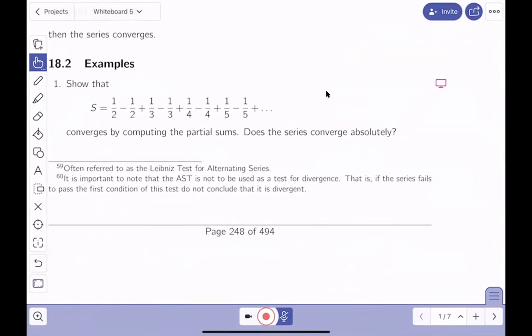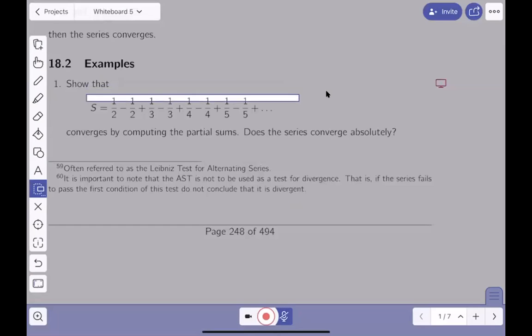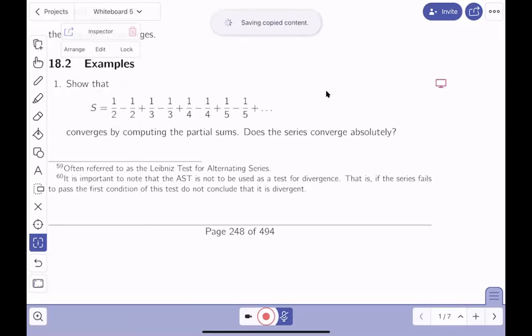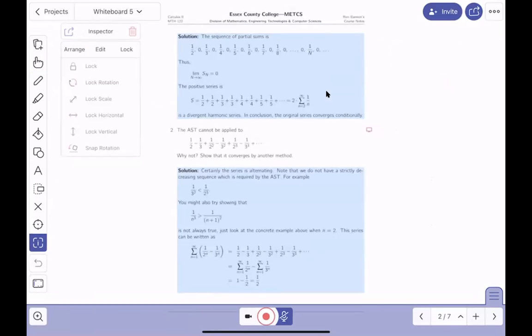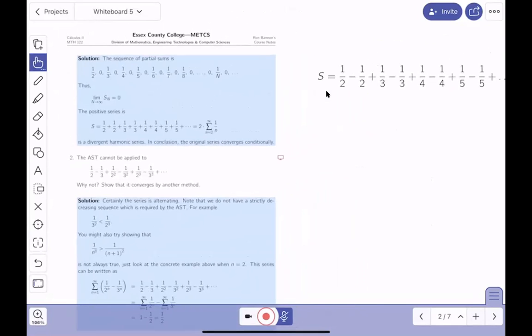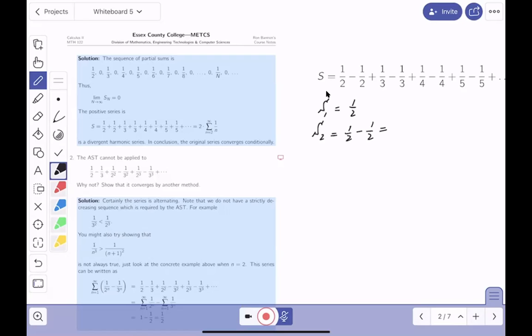All right. So I'm going to copy this, and I'll talk you through the steps. I'm going to paste this in. I'm going to write down what S1 would be. It would just be the first term, 1/2. What's S2? Well, it's the first two terms, which is 1/2 minus 1/2, which is 0. What's S3? Well, it's the first three terms. So if I add that together, just looking at it, that's 1/3.